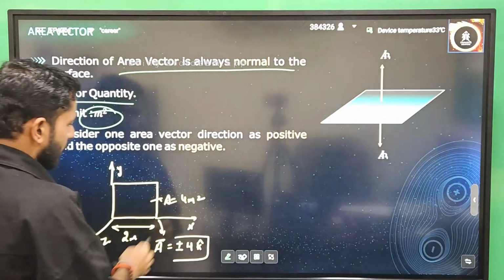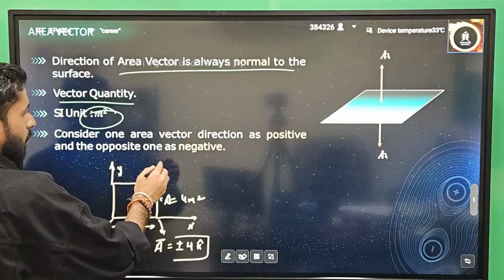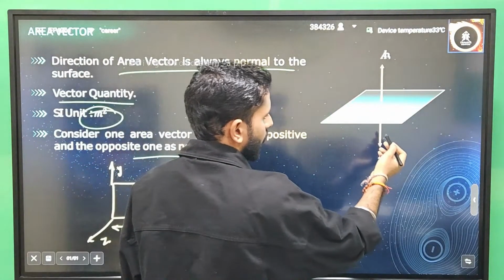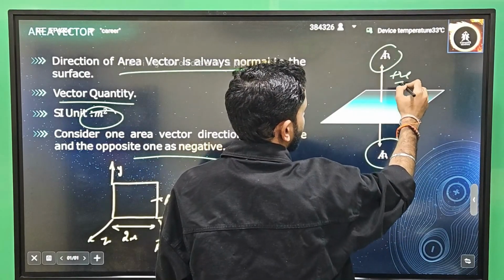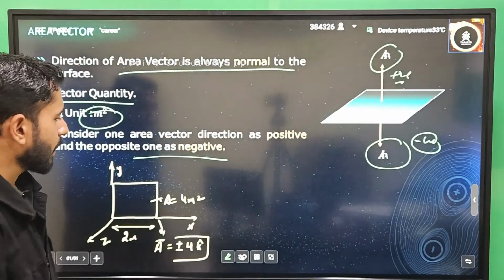Here, for example, for the paper also, consider one area vector direction as positive and the opposite one as negative. One direction, of course, because the perpendicular direction will be there both outside the plane and inside the plane. So you can take any one as positive, and the other as negative. Correct? Because if one is positive, the other one will be negative.